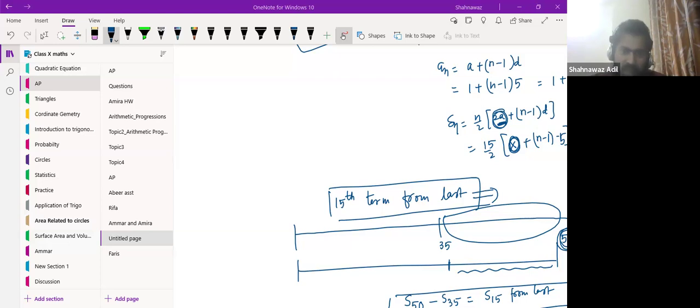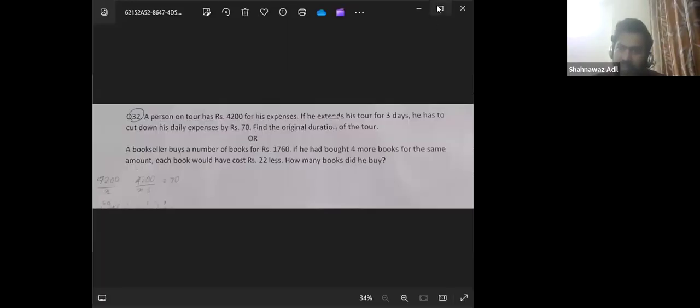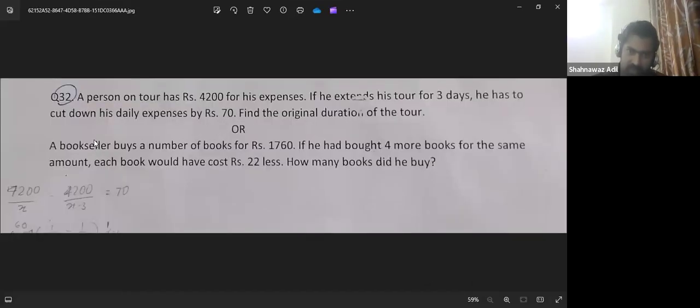A person on tour has 4,200 for his expenses, right? Let me share this one. This is the question, Shaima. Can you guys look at the question? Yes, sir. Which one, Shaima, this one or this one? Both, okay.